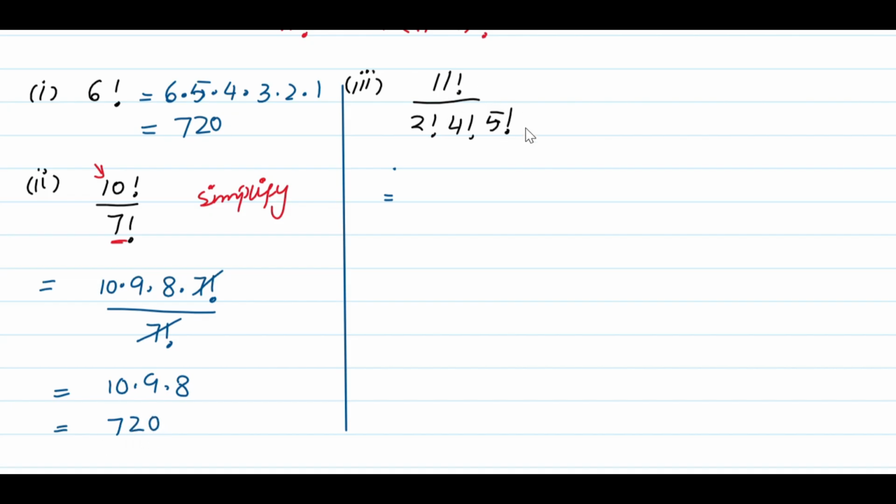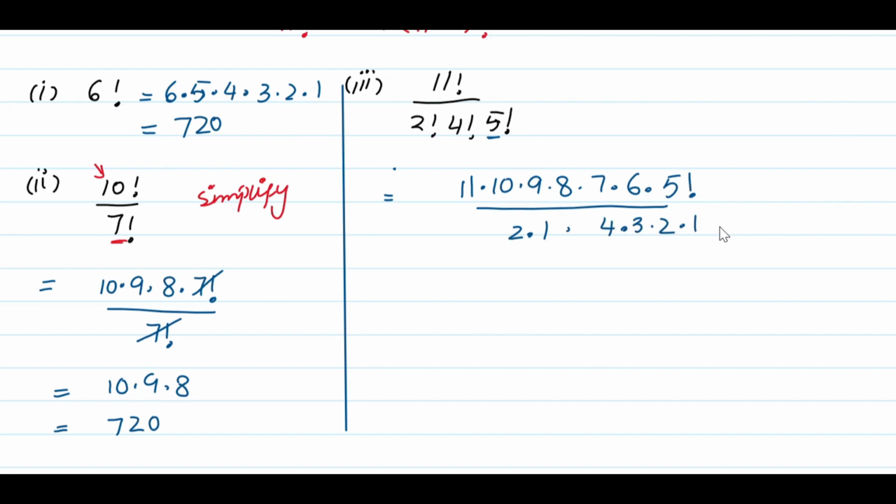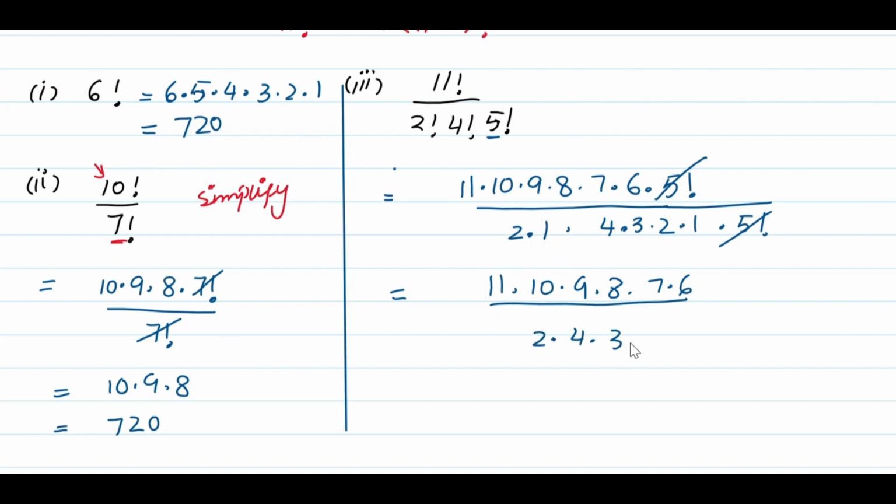Now we need to simplify this first. We open up 11 factorial until we have 5 factorial: 11, 10, 9, 8, 7, 6 and 5 factorial, and then stop so that we can cancel out. 2 factorial opens as 2 times 1, 4 factorial as 4, 3, 2, 1, and 5 factorial as it is, so it can be cancelled out. The rest can be simplified by cancelling values: 11, 10, 9, 8, 7, 6, and the other is 2 times 1, which is 2, and then 4, 3, 2, 1. We are not writing 1.